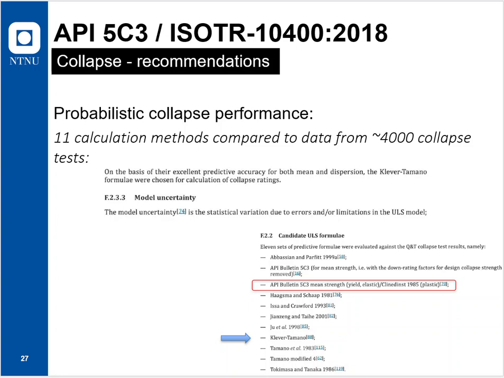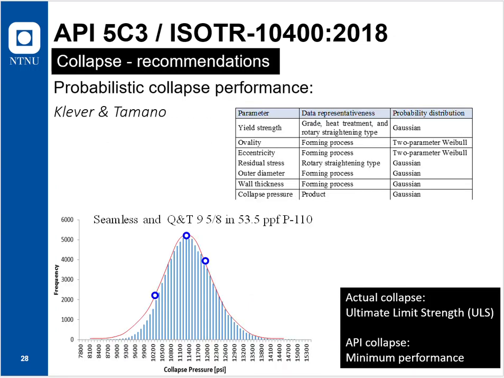That's a theoretical difference between those two methods. What is the background of Clever and Tamano? You'll see the yield strength, ovality of the pipe, eccentricity, residual stress, outer diameter, wall thickness, and collapse pressure, if you have the specific distribution measured, and trust me, they do. The manufacturers have all this data, and they know the result of this.